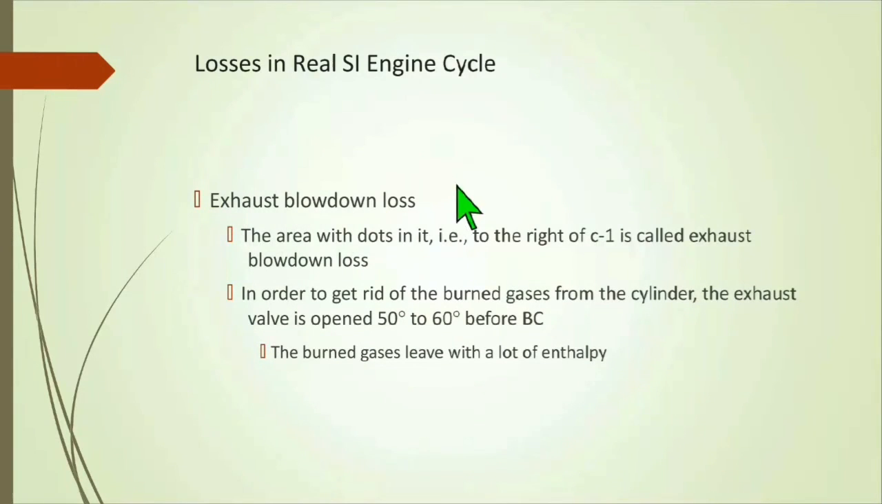The hashed area above curve BC is called heat loss. Exhaust blowdown loss. The area with dots in it, to the right of C1, is called exhaust blowdown loss. In order to get rid of the burned gases from the cylinder, the exhaust valve is opened 50 degrees to 60 degrees before BC. The burned gases leave with a lot of enthalpy.